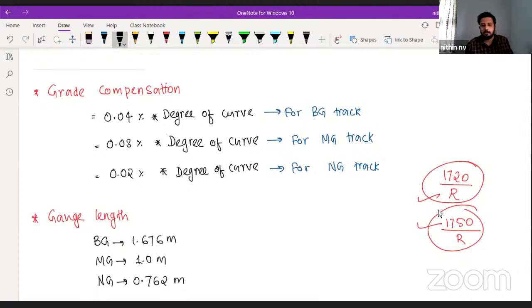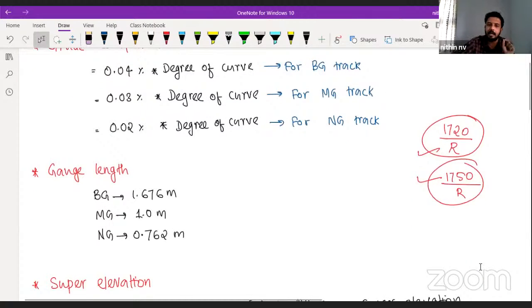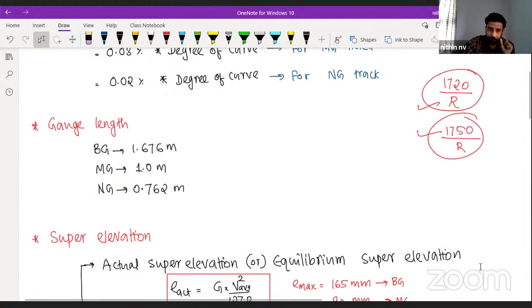Okay, that's it. Now the gauge length is nothing but the clear gap between the railway tracks. Remember this: for broad gauge 1.676, meter gauge, as the name indicates, 1 meter, narrow gauge 0.762 meter.